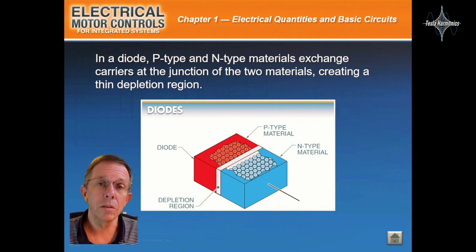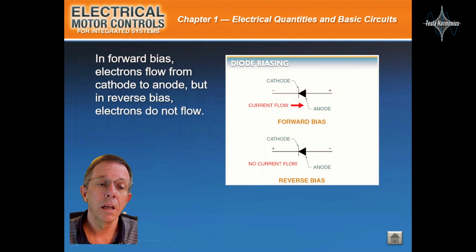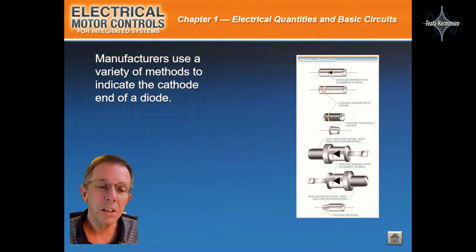In a diode, P-type and N-type materials exchange carriers at the junction of the two materials, creating a depletion region. In forward bias, electrons flow from cathode to anode, but in reverse bias electrons do not flow. Manufacturers use a variety of methods to indicate the cathode end of a diode.